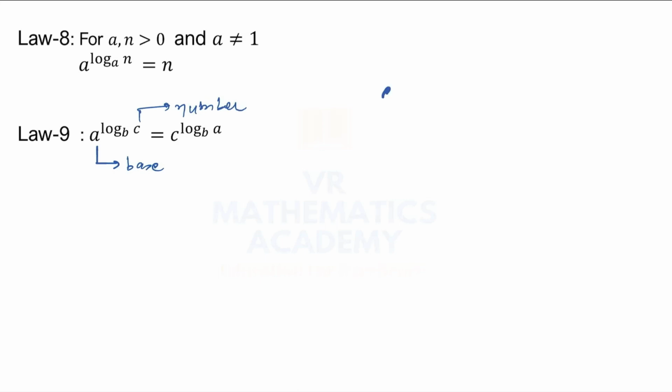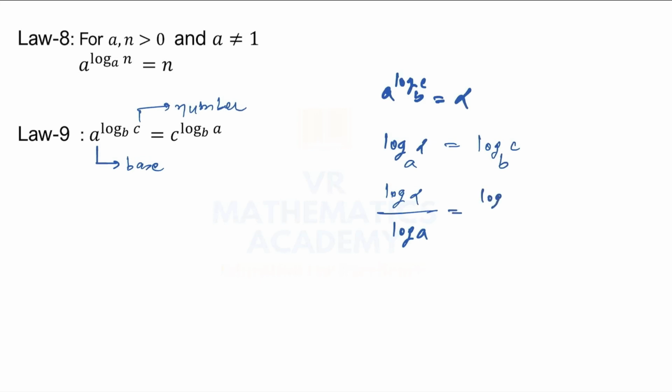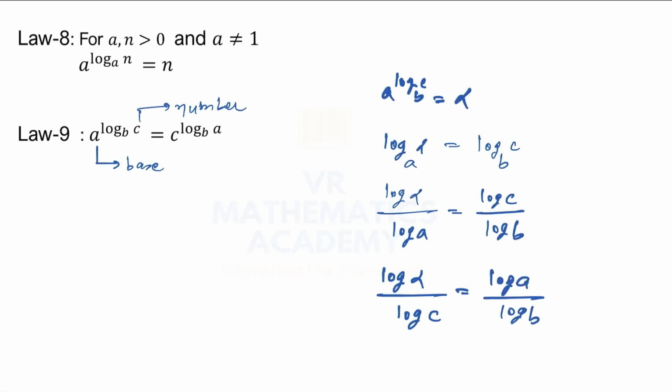For that, we will assume a raised to the power log c base b is equal to alpha. Now we can write log of alpha base a equal to log of c base b. Now we can write it as log of alpha over log of a, and this can be written as log of c over log of b. We can cross multiply, so it will be log of alpha over log of c equal to log of a over log of b.